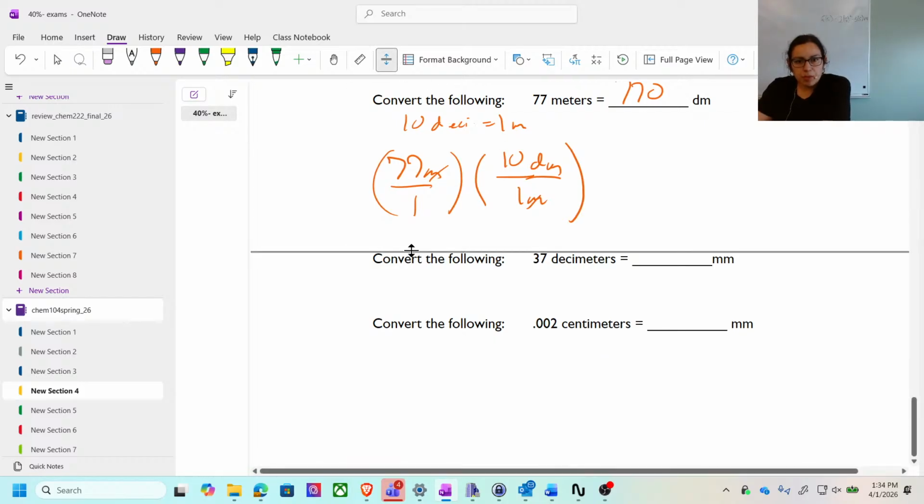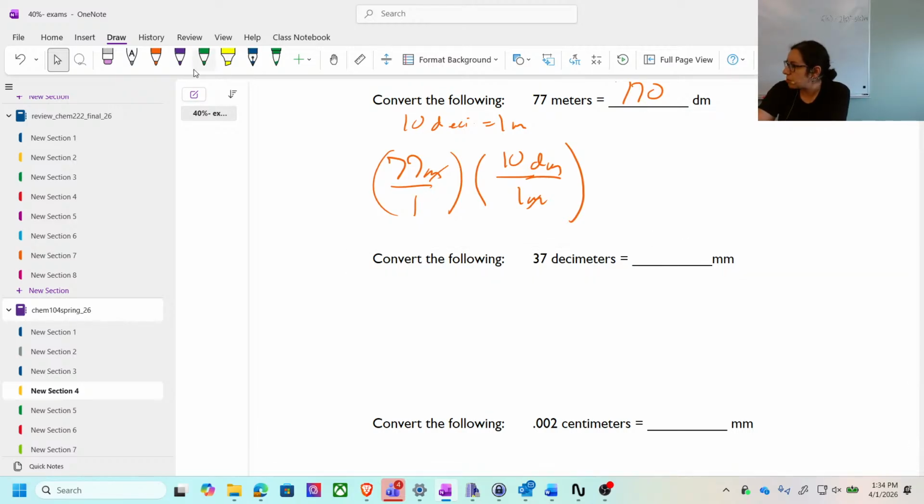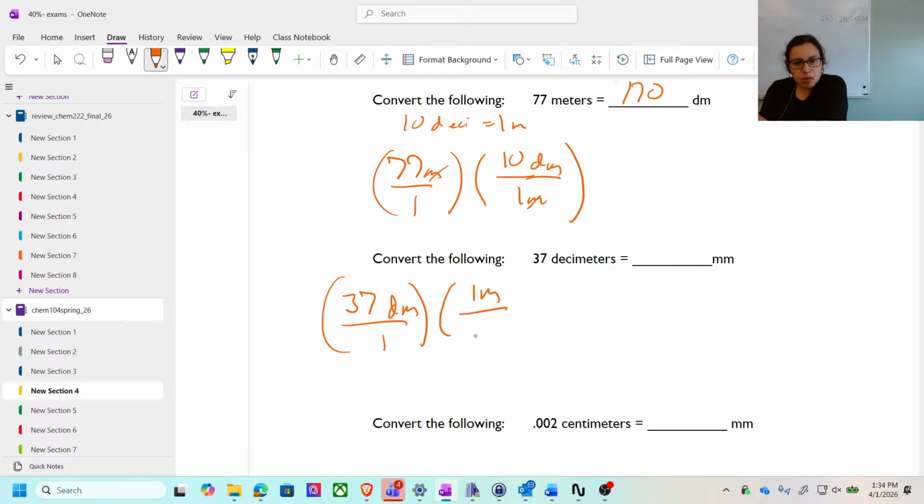All right, another potentially tricky one. Again, you can try to get the direct conversion factor or go decimeters to meters to millimeters. Let's do it the long way for good measure. So 37 decimeters. We have our conversion factor: 1 meter is 10 decimeters. Now we're in meters, and now we need to go back to millimeters. There's 1,000 millimeters in 1 meter. So units cancel. Looks good.